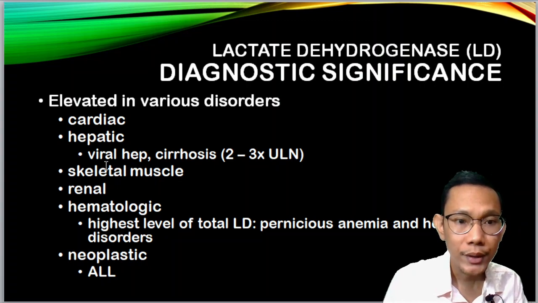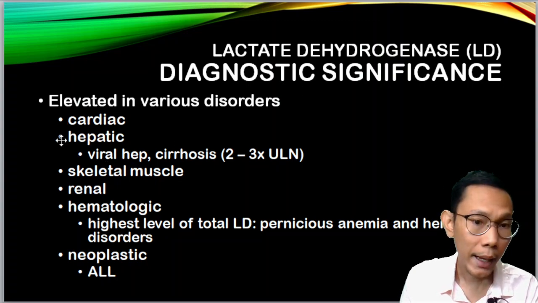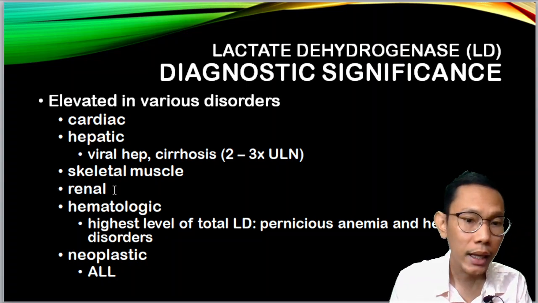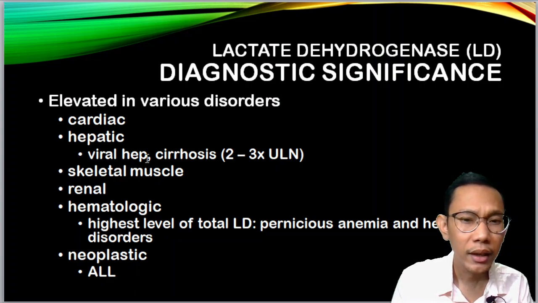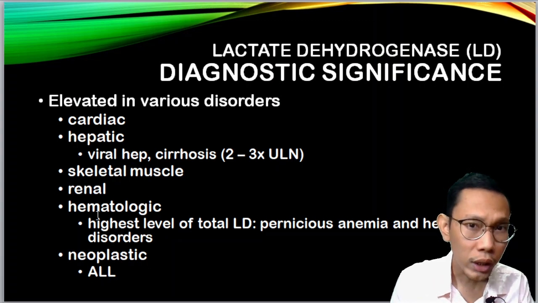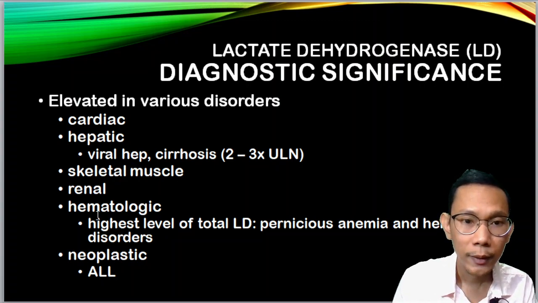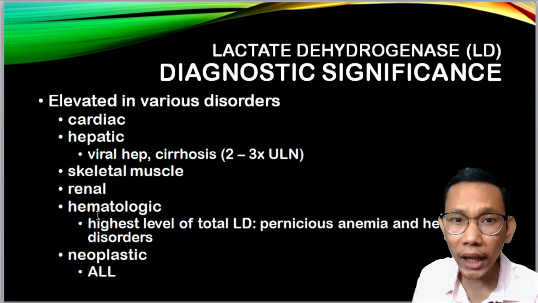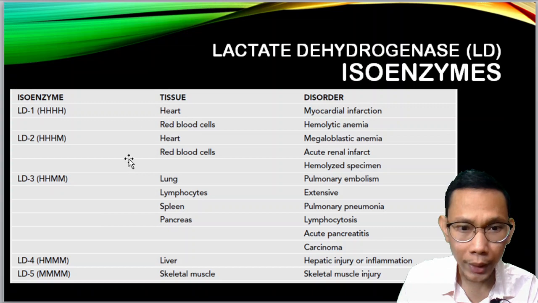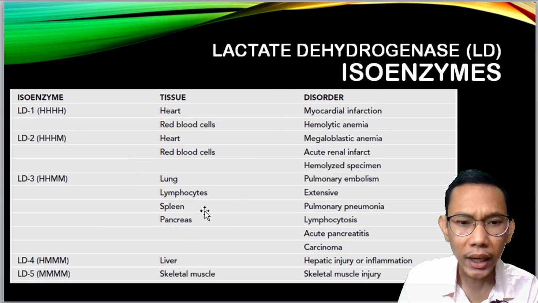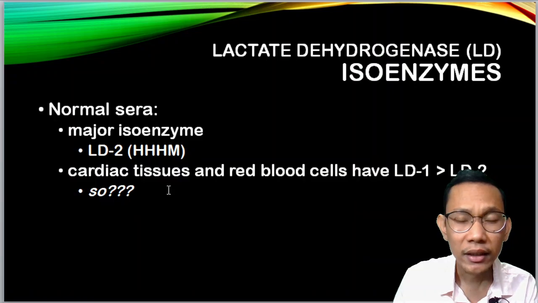So elevated in various disorders, if they have cardiac, hepatic, skeletal muscle, renal, hematologic, and even your neoplastic. However, these are very unspecific, meaning if we check for your LDH, we cannot really say that the patient has a specific hepatic, skeletal, renal, or hematologic disorder. We have to correlate that again with different diagnostics because your LDH is located in different organ systems. Tingnan natin again, very prominent sa other organ systems. Pwede sa liver, sa pancreas, sa spleen. That's why your LD is really not specific.